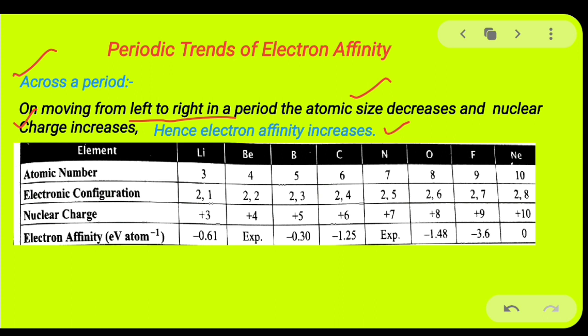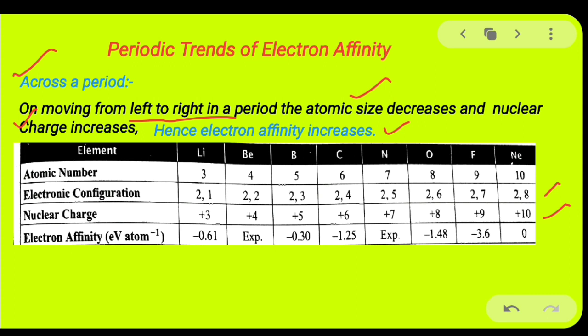I have taken one example, the second period. In the second period, you can see as the atomic number increases, the electronic configuration and the number of shells remain the same. But as the nuclear charge increases, the atomic size decreases. Atomic size decreases along a period. As the atomic size decreases, what will happen? Atomic size decreases and nuclear charge also increases. What will happen then? Then the electron affinity increases.